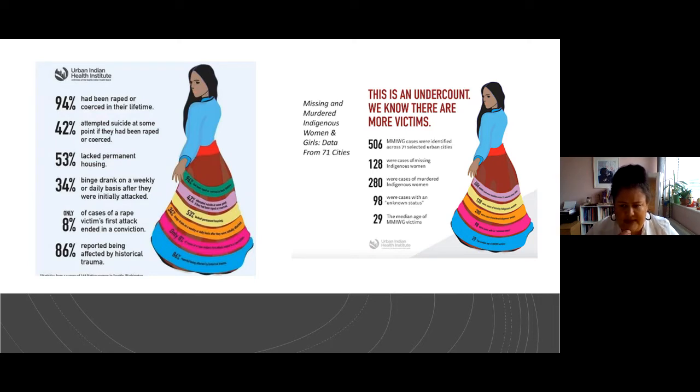Again, some more statistics. 98 cases were of unknown status. 506 MMIW cases were identified across 71 urban cities. These are really important statistics because about 70% of the Indigenous population in the United States actually lives off the reservation. So the majority of our women and girls are living in urban areas.